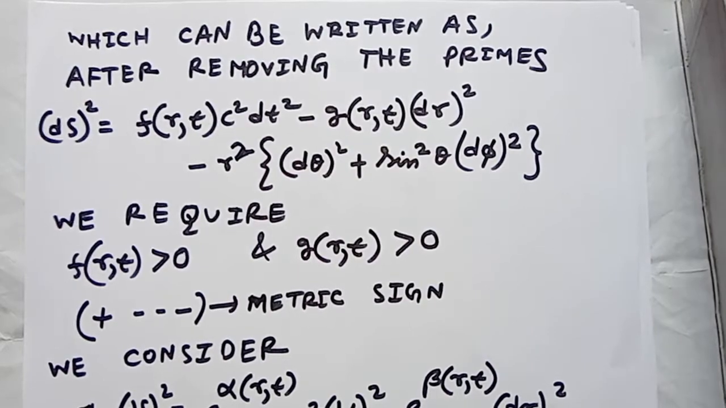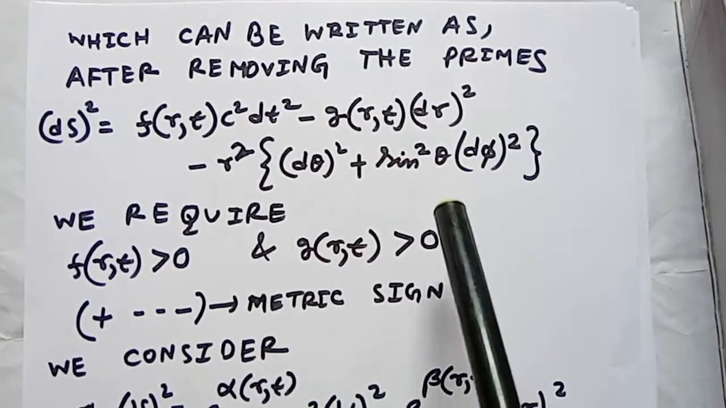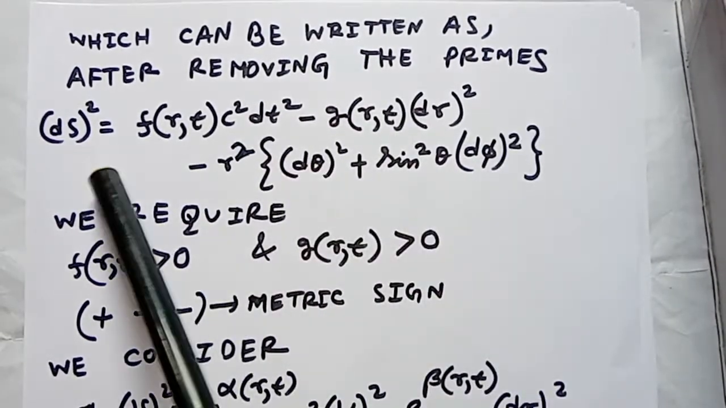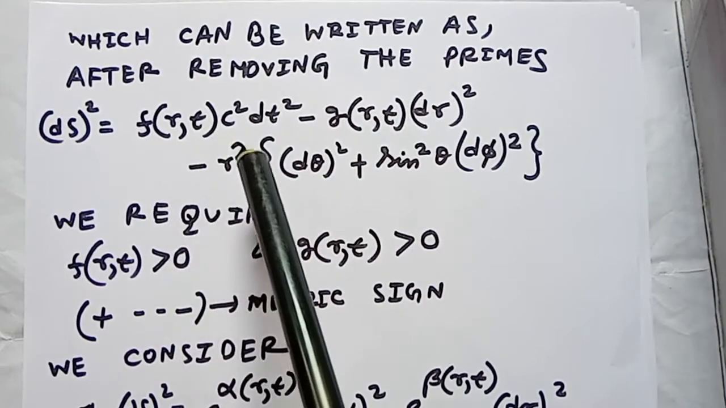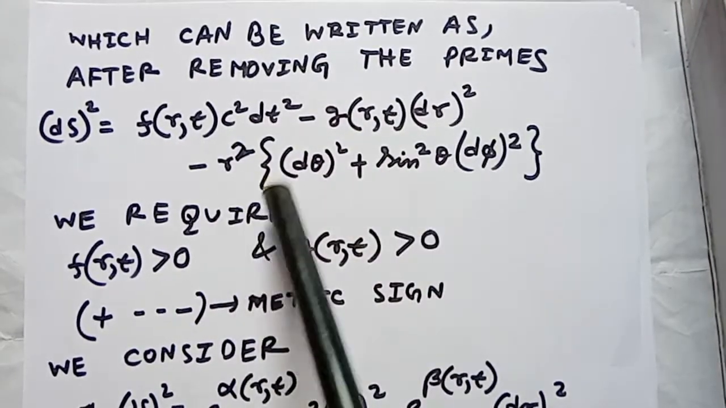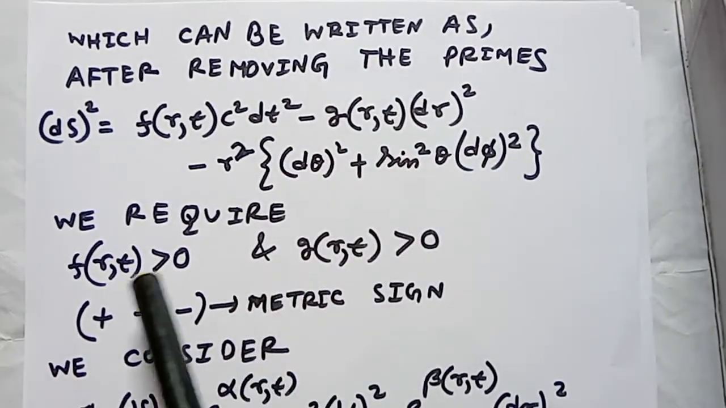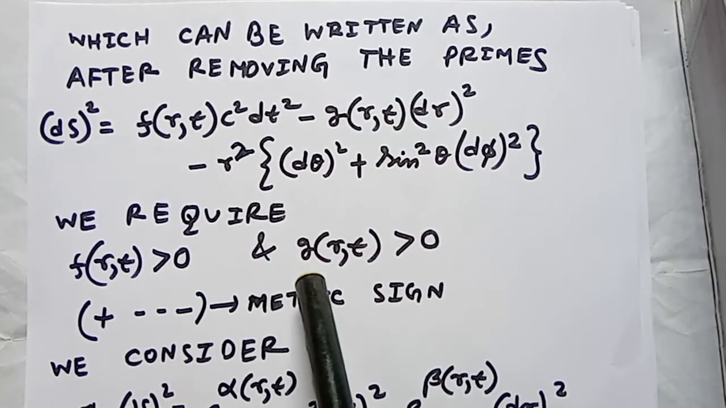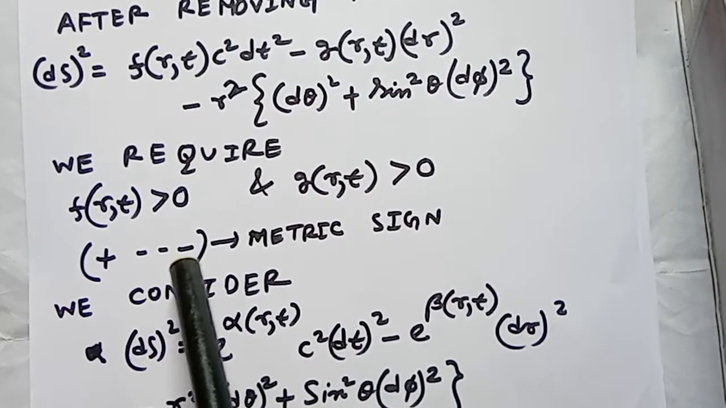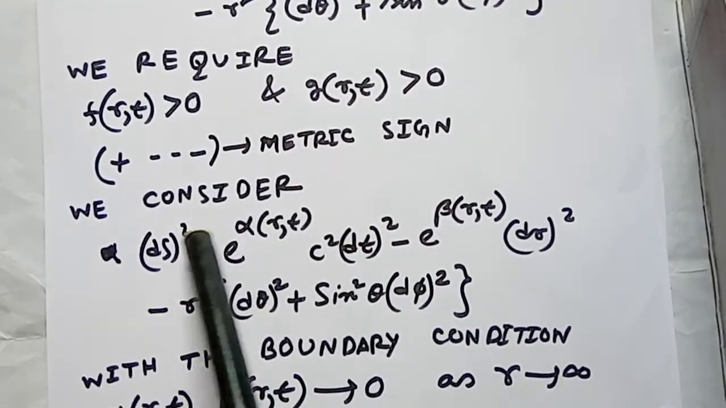Now this can be written, after removing the prime coordinates, as ds square equal to f of (r,t) c square dt square minus g of (r,t) dr square minus r square (d theta square plus sin square theta d phi square), where we require that f of (r,t) is greater than 0 and g of (r,t) is greater than 0, with the metric signature plus minus minus minus. Okay, the Lorentz metric signature we consider.